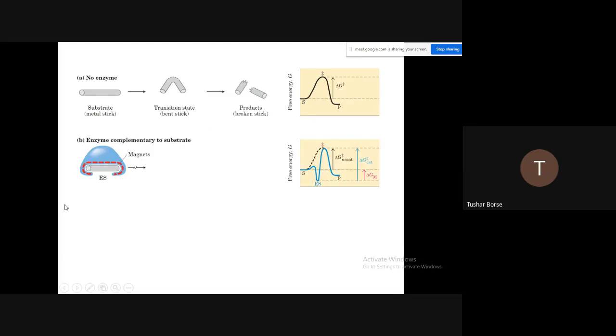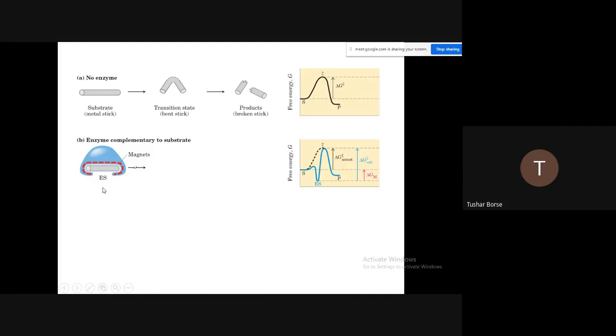Now I am using a catalyst. In this case, what is happening is that this catalyst has an exact complementarity to your substrate. So you can see that the blue color is an enzyme. The space that you see is the active site. Now within this active site, your substrate can easily go and bind, or it can be easily accommodated into the space of your active site.